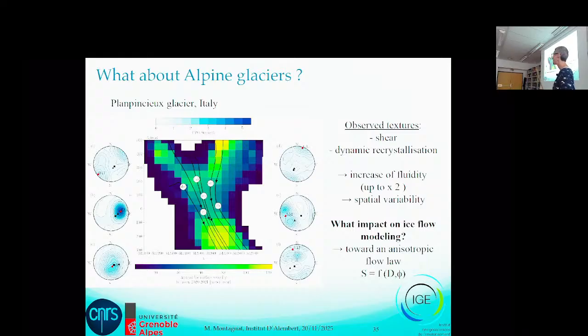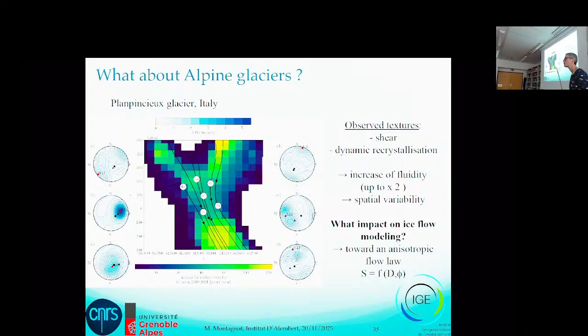And more recently, we have also developed some finite element modeling based on an orthotropic flow law, a flow law that considers only the anisotropy in the direction of the crystallographic axis and isotropy in the basal plane. So it's a little simpler model that's probably better adapted to large-scale modeling.